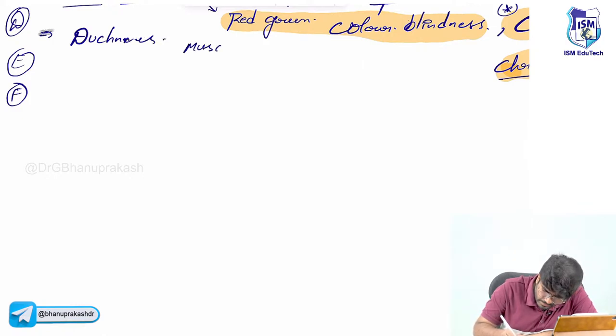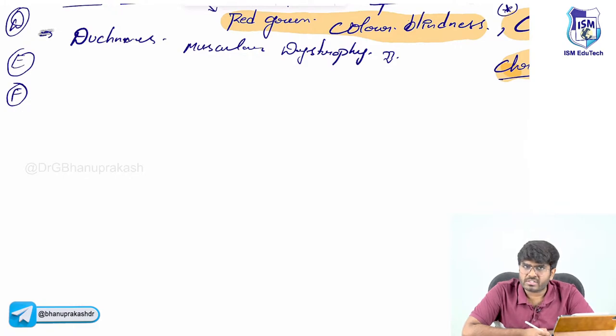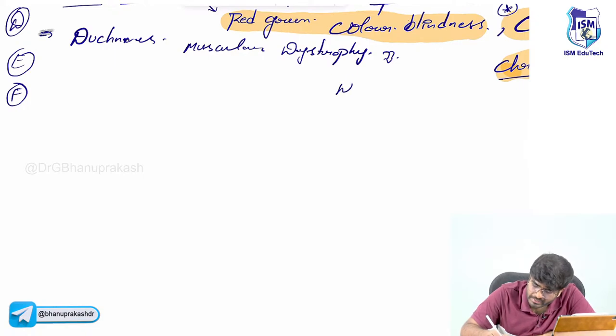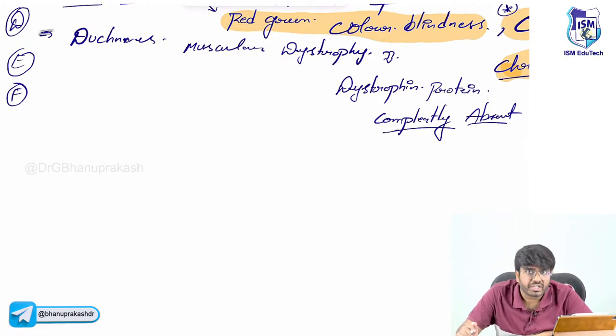Duchenne's muscular dystrophy, sir. So, D. What is the problem in Duchenne's muscular dystrophy? It is an X-linked recessive disorder. Now, what is the problem? Dystrophin protein is completely absent. Not just a deficiency, but complete absence of the dystrophin.